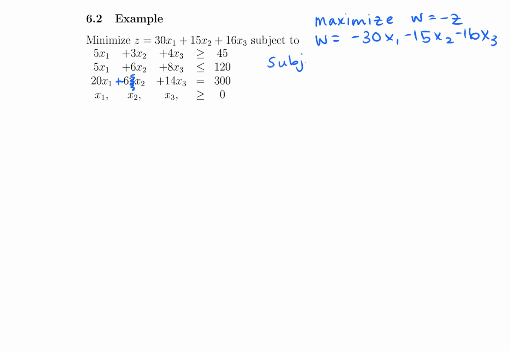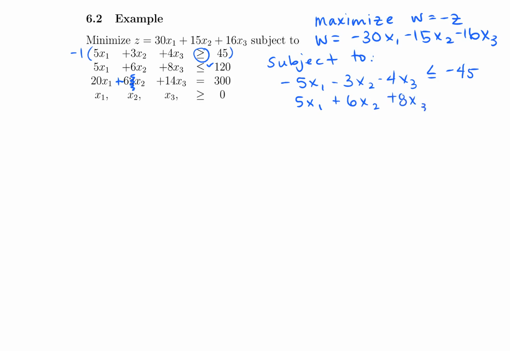Subject to the following constraints. Now, if we look at the constraints that we've been given, the first constraint has the inequality pointing the wrong direction. So to correct that, we need to multiply the whole inequality by negative 1. So our first constraint will be negative 5x1 minus 3x2 minus 4x3 less than or equal to negative 45. Constraint number 2 is perfectly fine. The inequality is going the right direction, so that will remain unchanged. So we have 5x1 plus 6x2 plus 8x3 is less than or equal to 120.